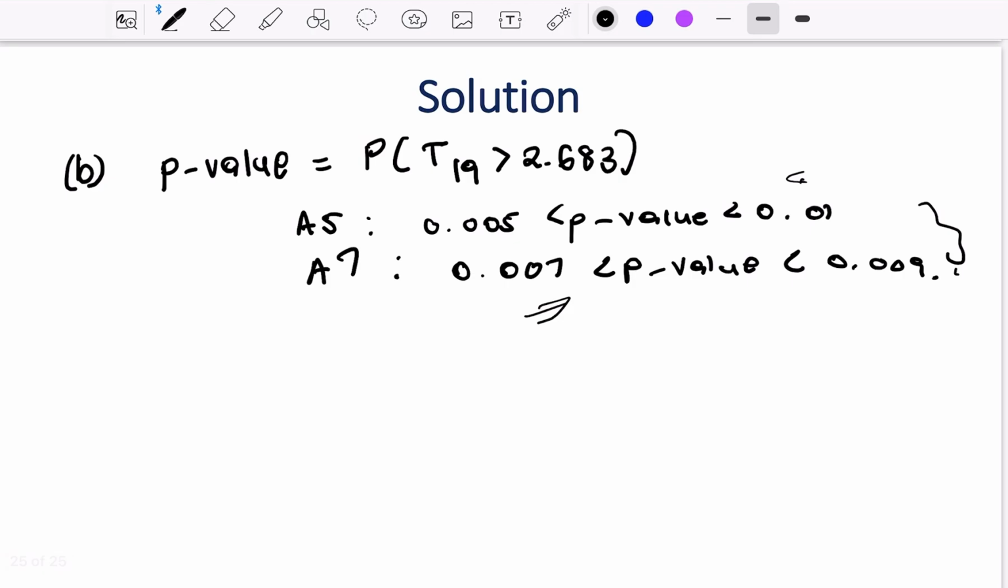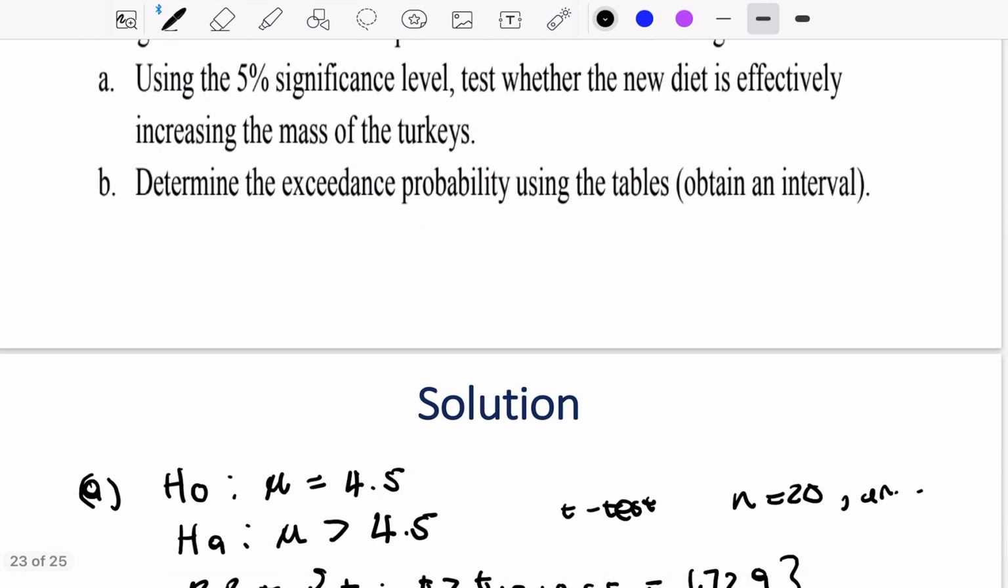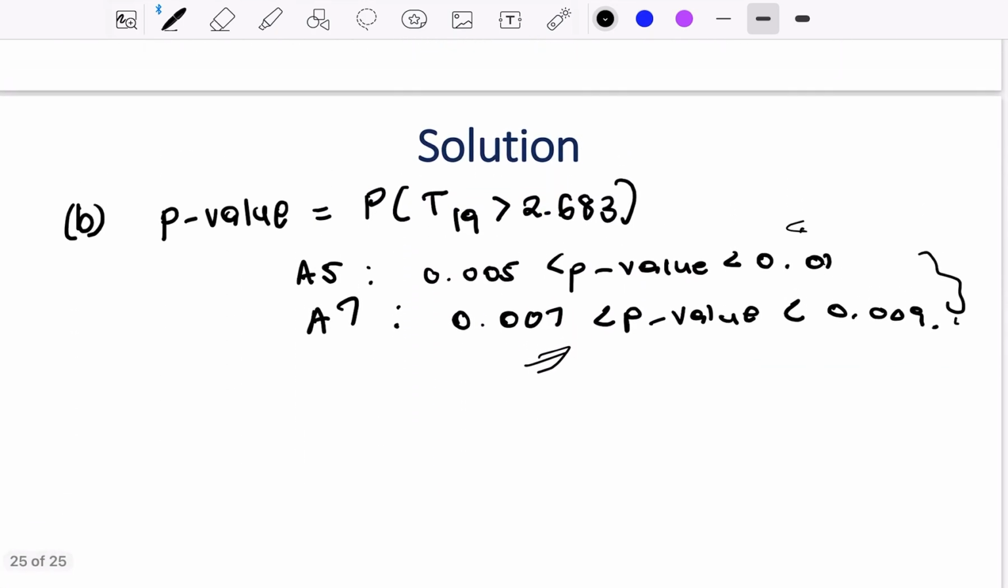All right. So in either case, this p-value, whether it's between 0.005 and 0.01, is less than 0.05. So in any case, you would reject the null hypothesis. Right? This is it from me, and enjoy your tutorial.